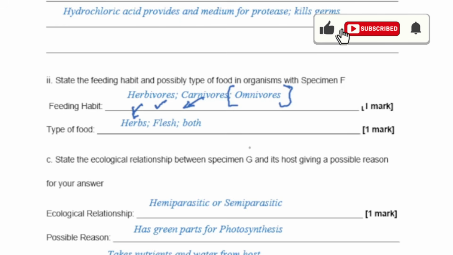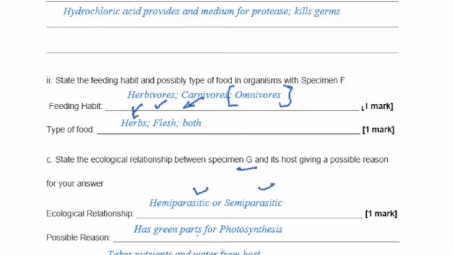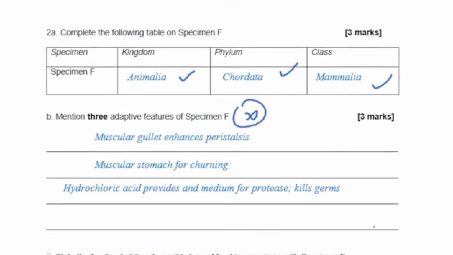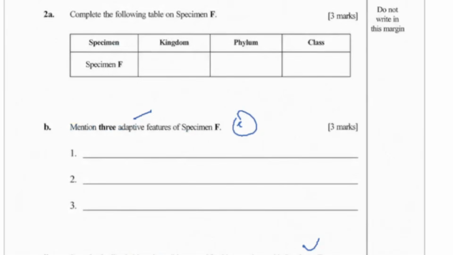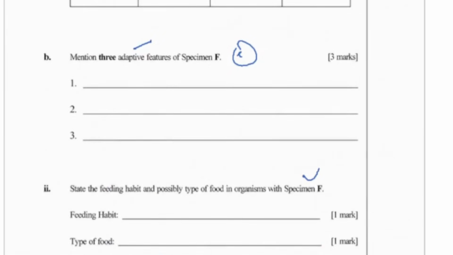And then the ecological relationship between G and its host, we said it's semi-parasitic or hemi-parasitic, and this is because it has a green part for photosynthesis as well as taking nutrients and water from the host. Okay, so that's that for that particular set of answers. Like I said, if it is too fast, pause the video, put some things down as you move on to the next one. All right, so let's go to the next page.